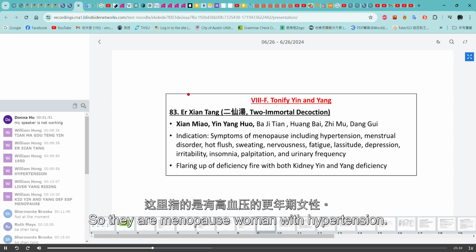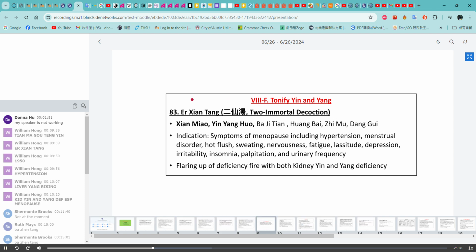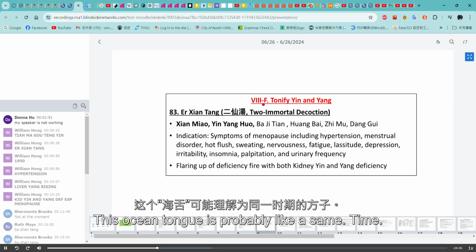Yin Yang Huo and Xian Mao are more of a yang aspect. And the Huang Bai and Zhi Mu, again, clear deficiency heat. And Dang Gui. So usually it's a menopausal woman with hypertension.